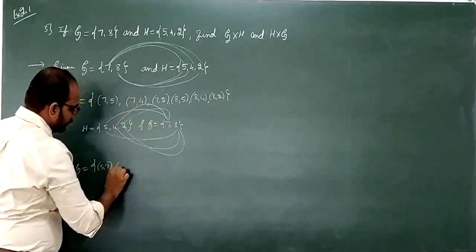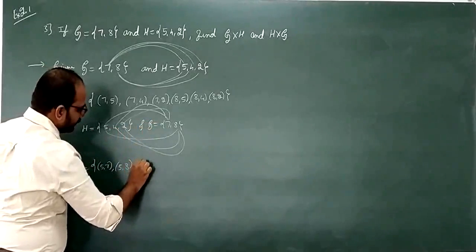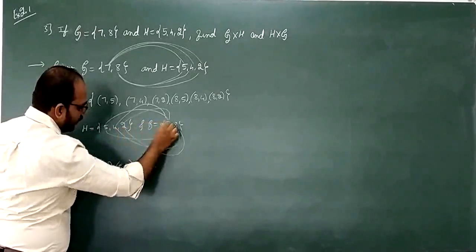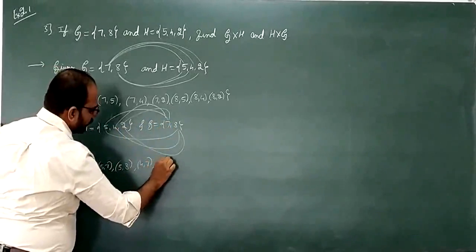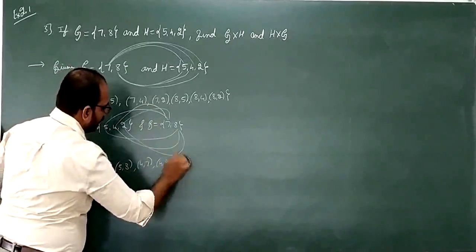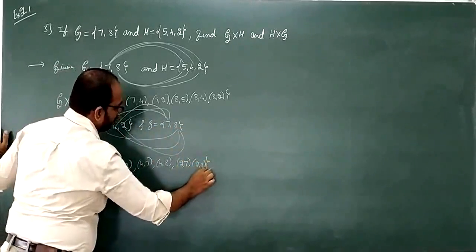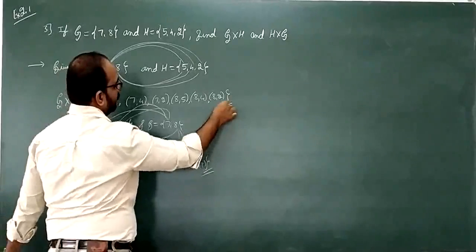The Cartesian product of H and G is equal to (5, 7), (5, 8), next one (4, 7), (4, 8), next one (2, 7), (2, 8). This is the required solution.